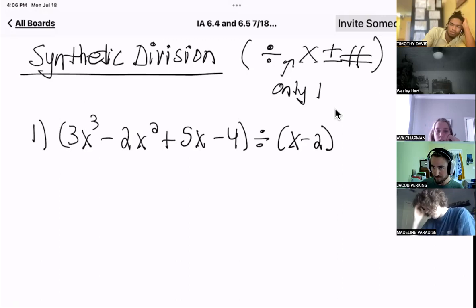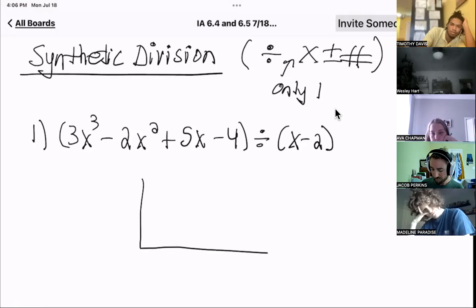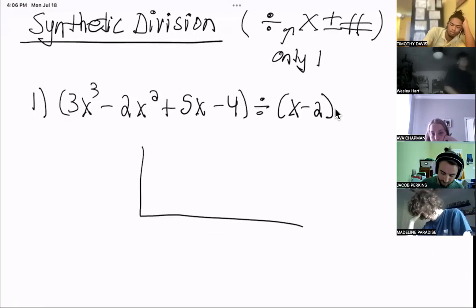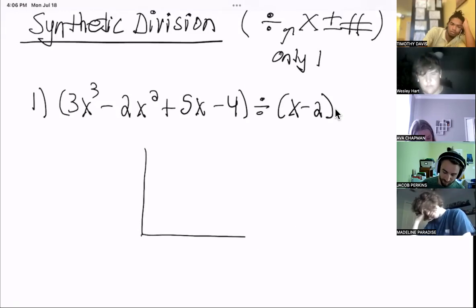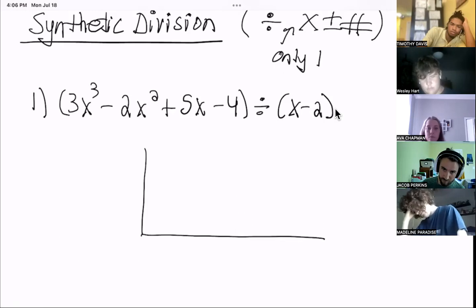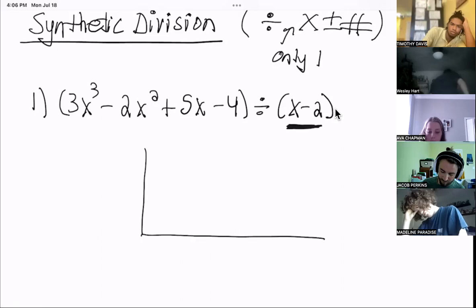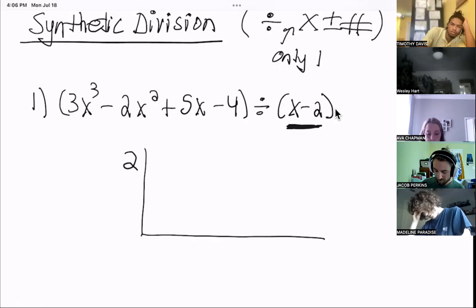So this is how synthetic works. It's pretty cute. You're going to do an upside down elongated divide sign. This number here, what you're dividing by, think opposite sign. I'm going to divide it all by +2. It's opposite sign. We don't put the x. This has no x's at all. It just has numbers. There's no x's anywhere.